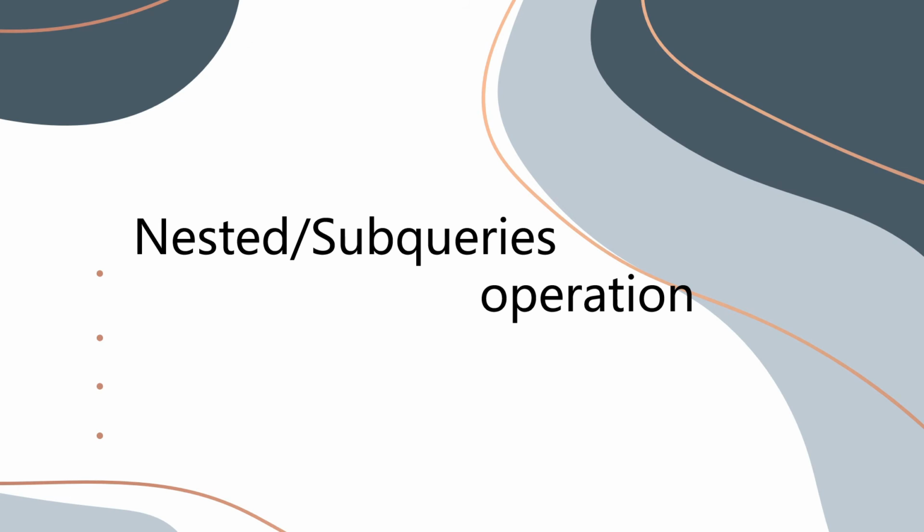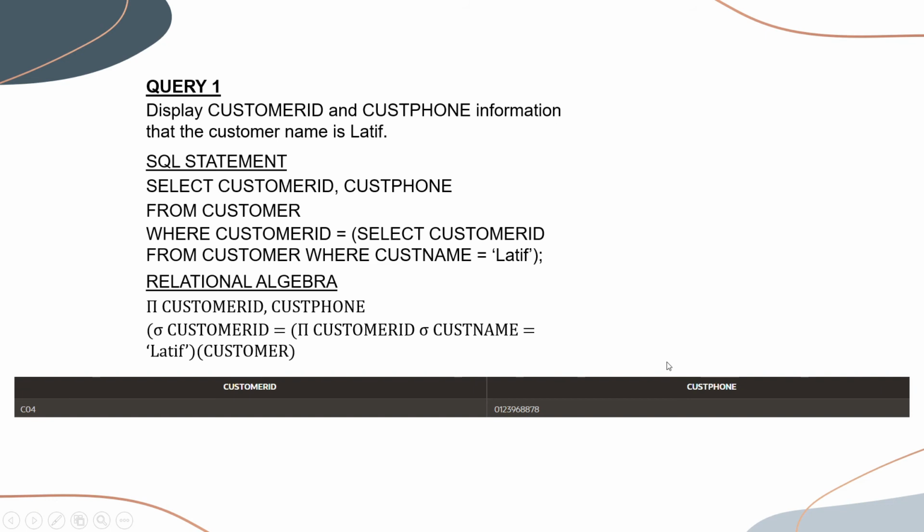Last but not least, we have the nested and subquery operation. For query number 1, we will display customer ID and customer information where the customer name is relative. The SQL statement will be select customer ID, customer from customer where customer ID equals select customer ID from customer where customer equals relative. And the output will be like this.